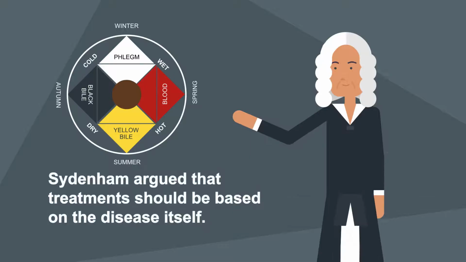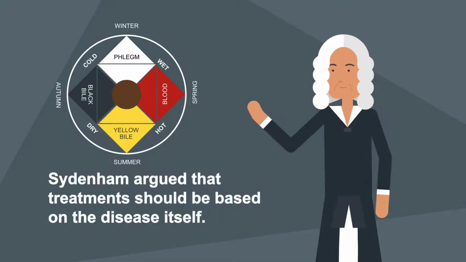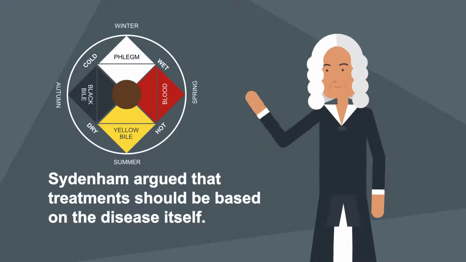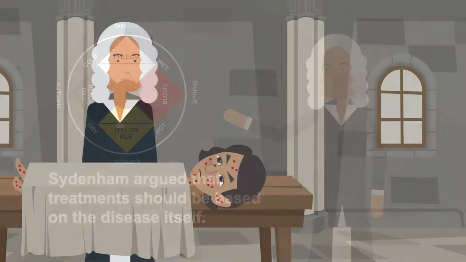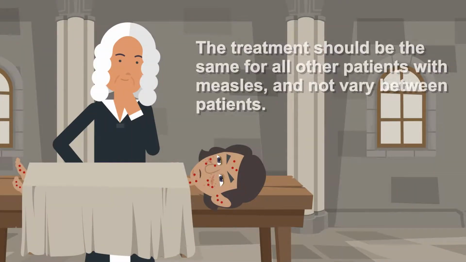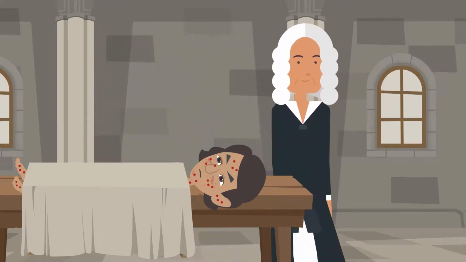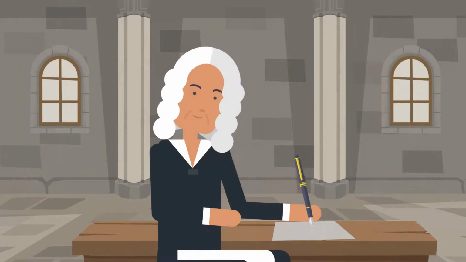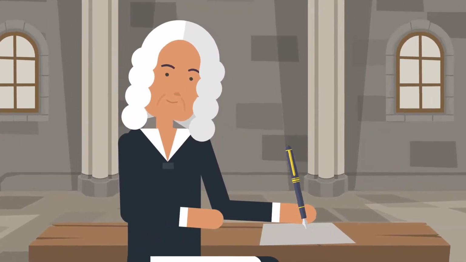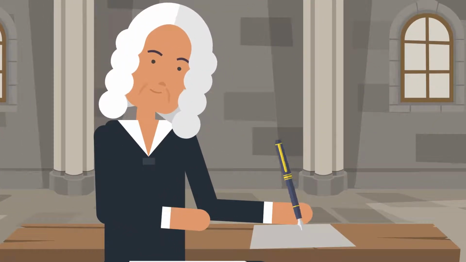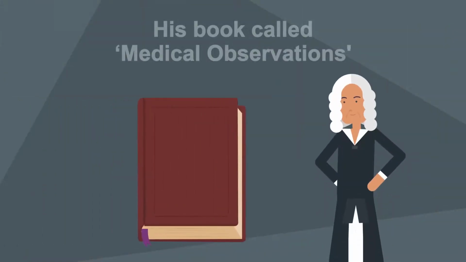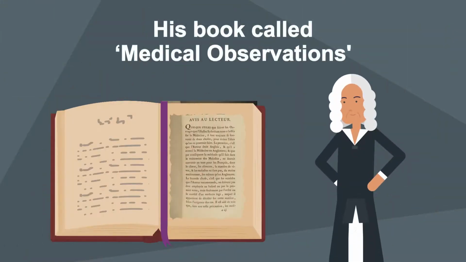Instead, Sydenham argued that treatment should be based on the disease itself that the doctor had identified a patient suffering with. So he would say that if a patient had measles, the treatment should be the same for all other patients with measles, and not vary between patients. Sydenham therefore stressed the importance of doctors noting down the symptoms and then choosing treatments based on the particular disease that was then identified.